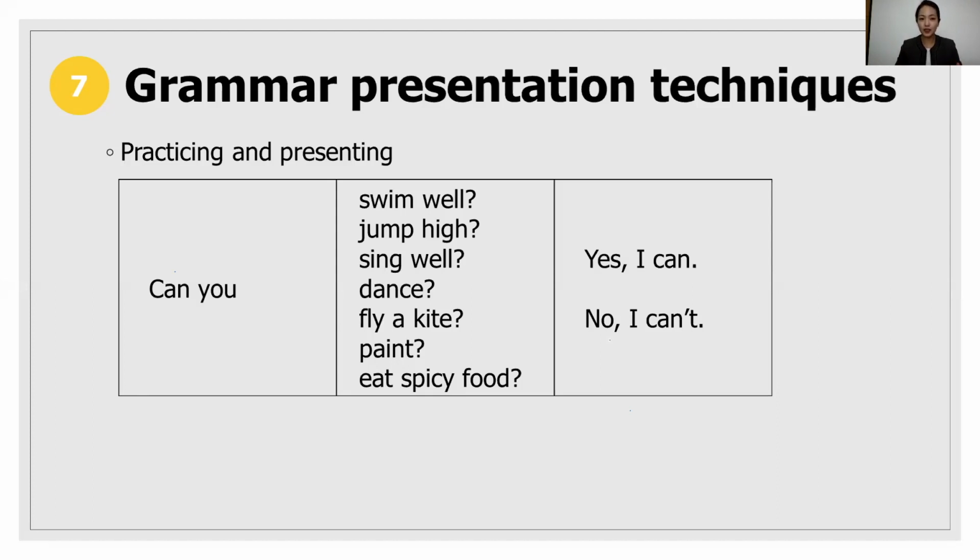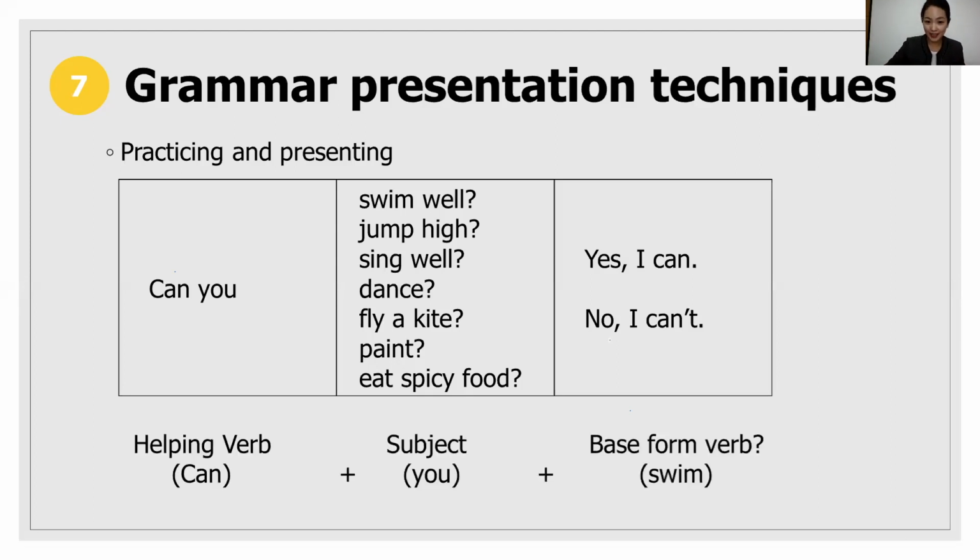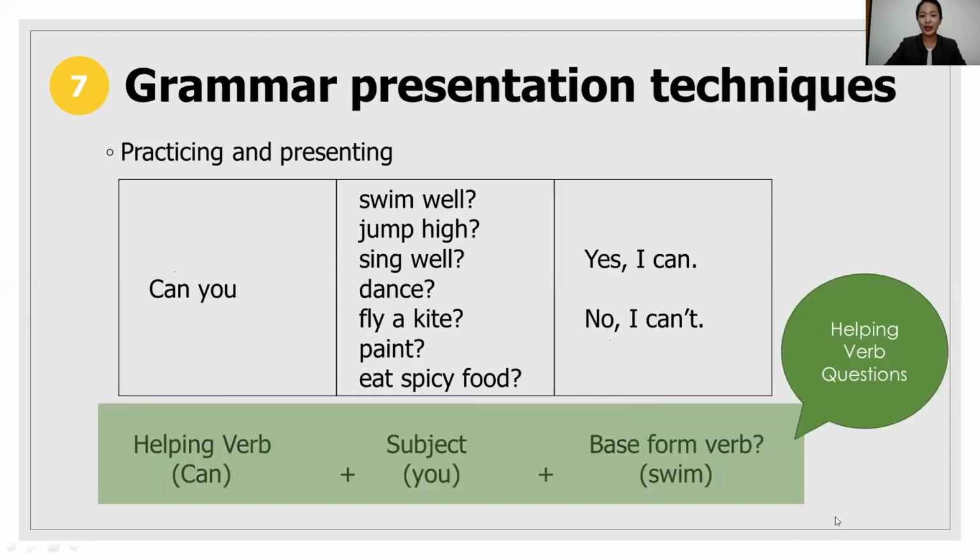After all these kinds of practice, then you can present this form, like the helping verb. And then when you ask your friends, can do, helping verb can first, then subject, and then base form verb. So you can explain that this is how helping verb questions work. So it is a practice first and then presenting process.